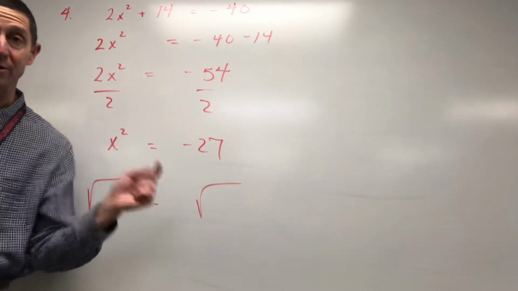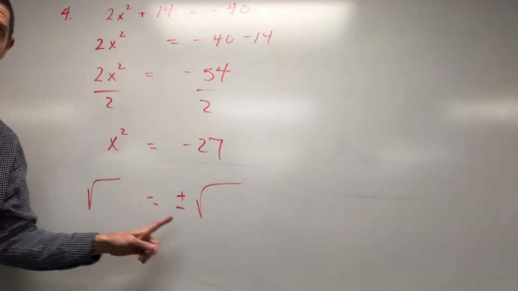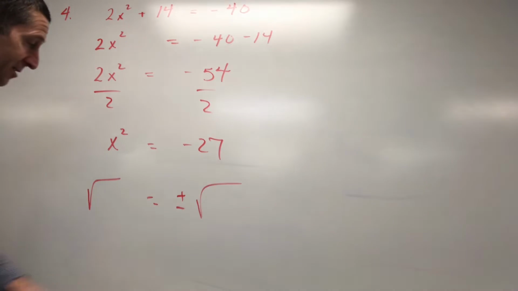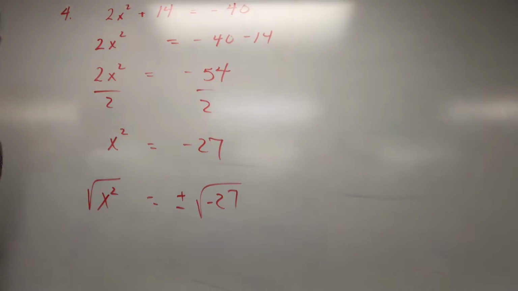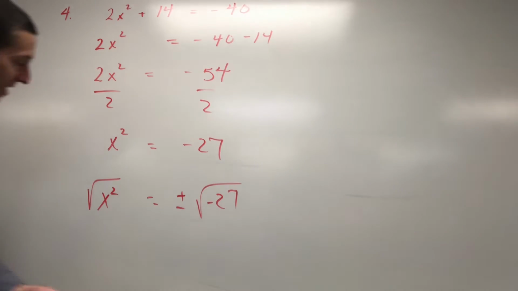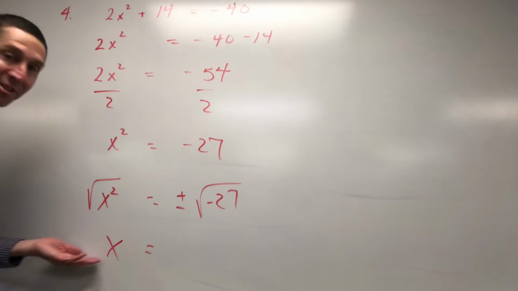You just brought in the square root. You have to remember plus or minus. Big deal. Don't forget the plus or minus. Here's x squared. Here's negative 27. We love the left side. Square root squared, it cancels. All that's left is just your x.